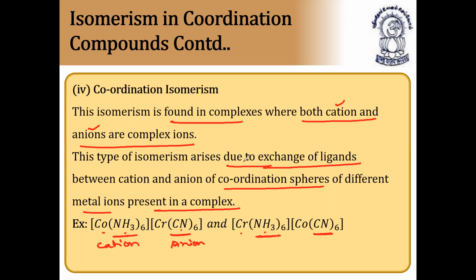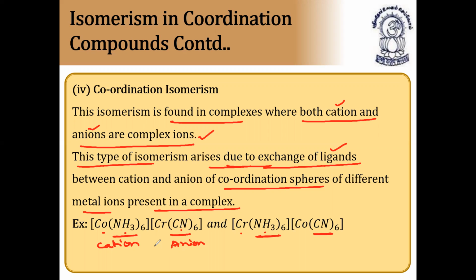So this type of isomerism arises due to exchange of ligands, and this type of isomerism is found in complexes where both cations and anions are complex ions. So with cobalt, amine is the ligand, and with chromium, cyanide is the ligand. And here with chromium, amine has come, and with cobalt, cyanide has come. So this is nothing but an example of coordination isomerism.